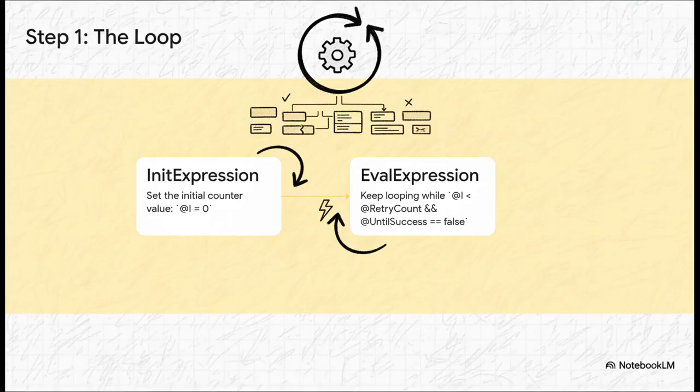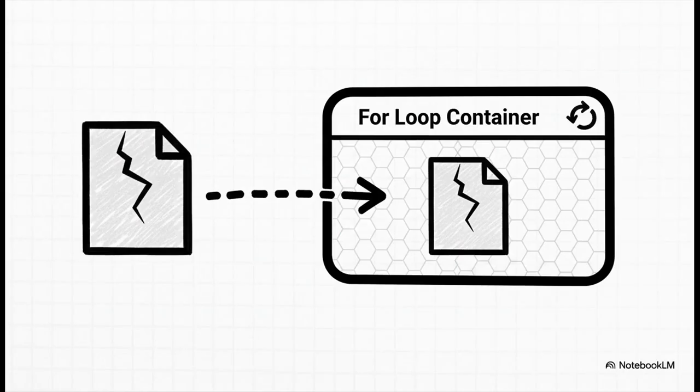Okay, step 1 is the loop container. We drag one onto the control flow, and we need to configure 2 key expressions. The init expression just starts our counter I at 0, but the real logic, the real secret sauce, is in the eval expression. This tells the loop to keep running only if 2 things are true. We haven't gone past our retry limit, and our success flag is still false. Now for the easy part.